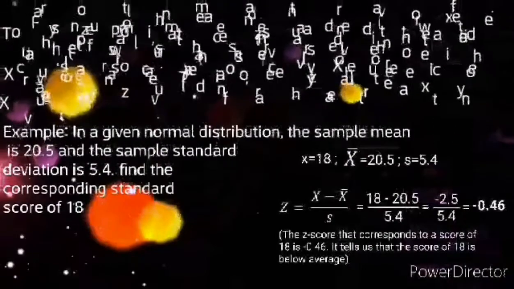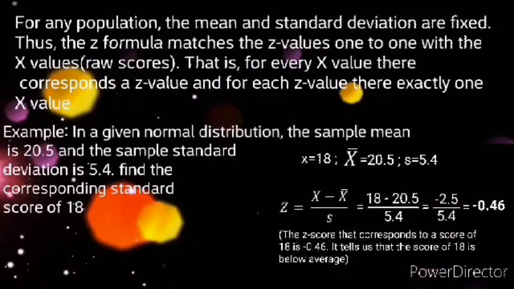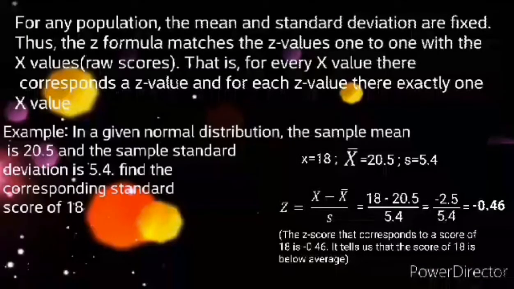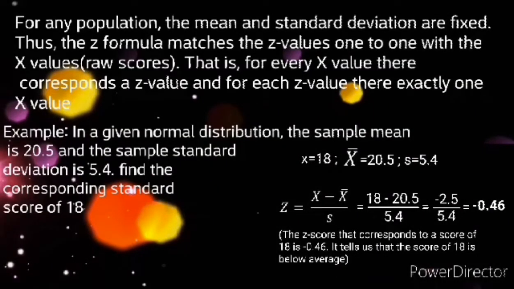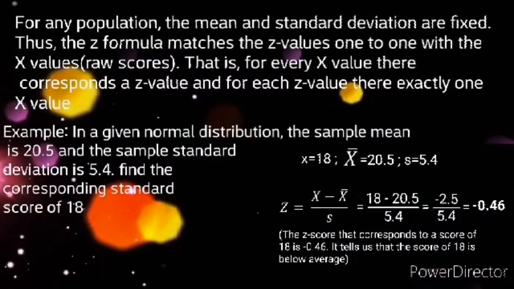For any population, the mean and the standard deviation are fixed. Thus, the z formula matches the z values one to one with the X values. That is, for every X value there corresponds a z value, and for each z value there is exactly one X value. Example: in a given normal distribution, the sample mean is 20.5 and the sample standard deviation is 5.4.